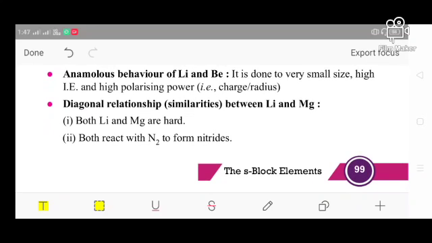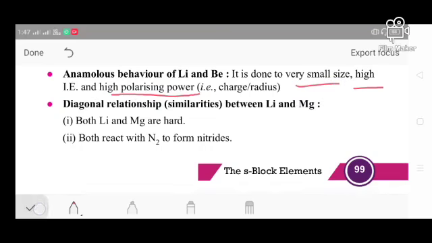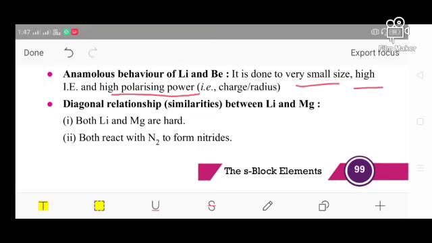It is a very simple thing. It is due to the very small size, high ionization energy and high polarizing power. This is the general idea. Why is there anomalous behavior? Because of the smaller size, high ionization energy and high polarizing power, which create the anomalous behavior of lithium and beryllium. And there is also a diagonal relationship and similarity between lithium and magnesium.